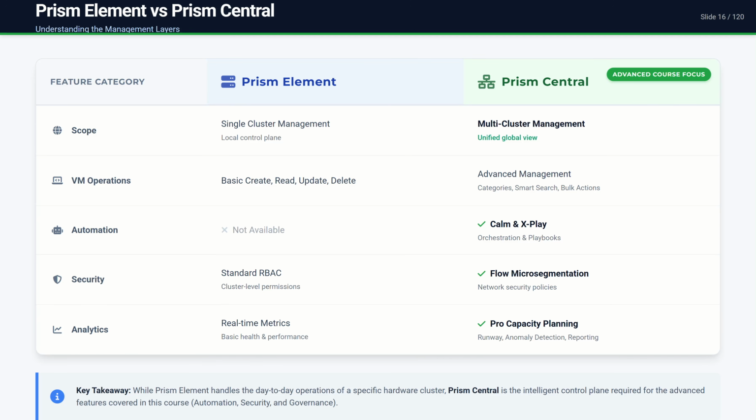So with this foundation in place, we're ready to dive deep into each of Prism Central's capabilities in the upcoming lessons. So let's continue. So great work. You now have a solid understanding of what Prism Central is, why it matters, and how it's different from Prism Element. In the next lesson, we'll explore each capability in detail with hands-on demonstrations. See you there.